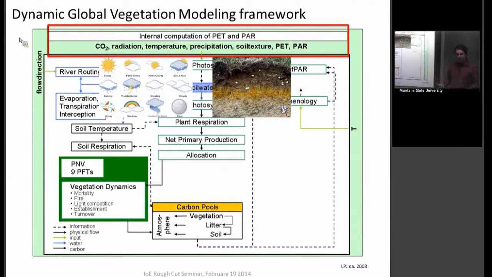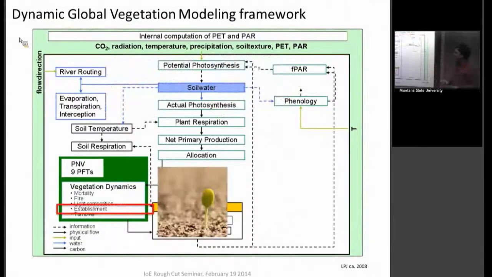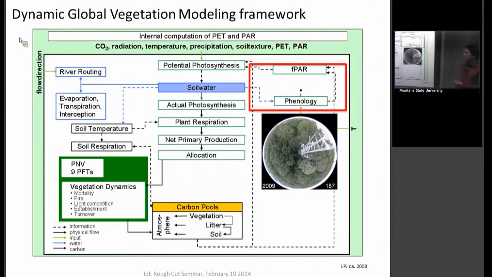So here's the establishment module. Basically, the model is using bioclimatic limits to check whether a species can establish. And then it checks for how much space is available within the grid cell to throw out a number of individuals. And then the models are run at a daily or sub-daily time step. And so they estimate how much leaf area is available for photosynthesis to take place. The phenology modules are using things like growing degree day sums, soil moisture, and radiation to determine the phenological status of the species.